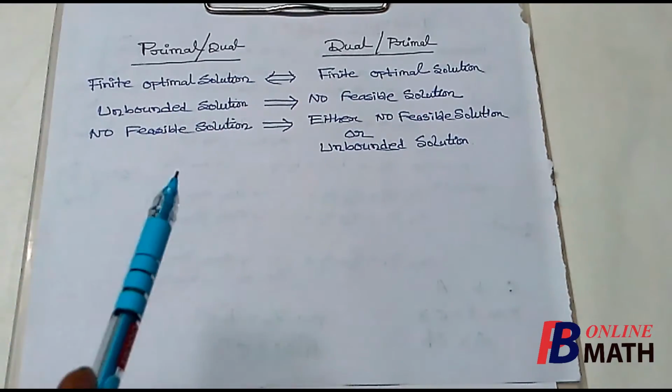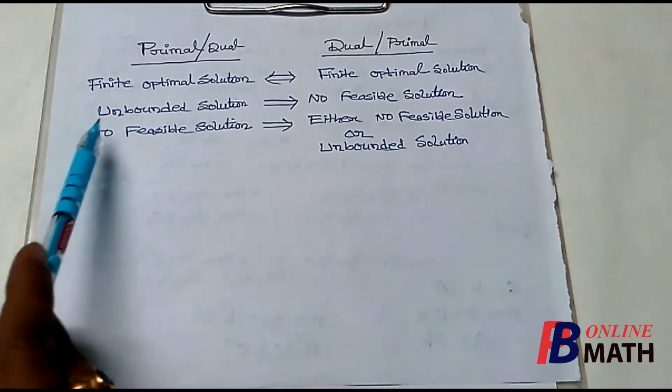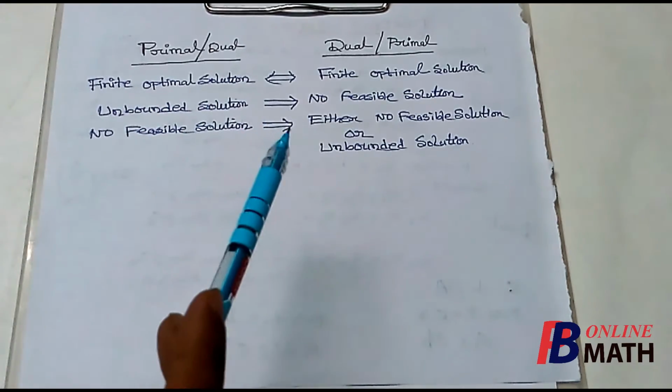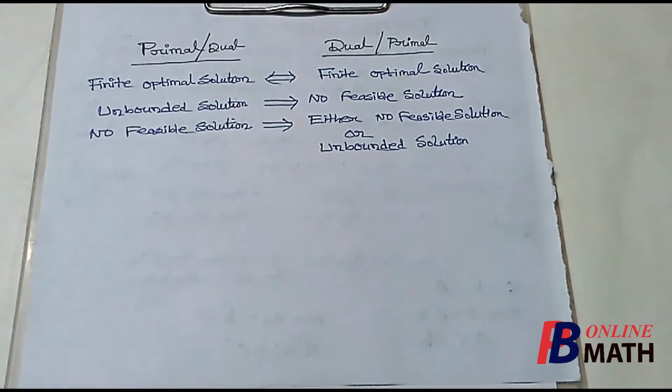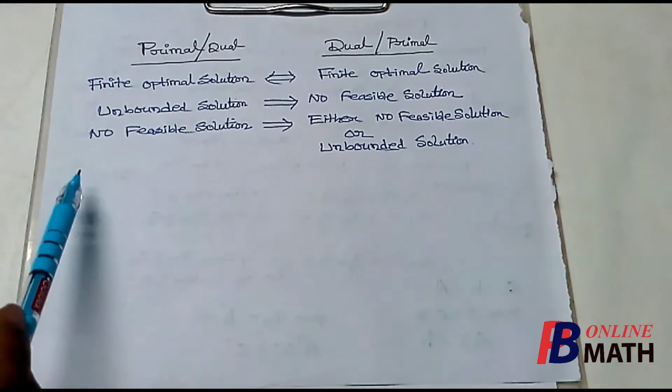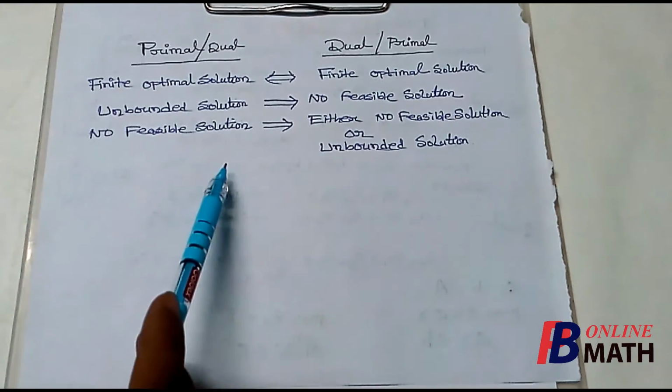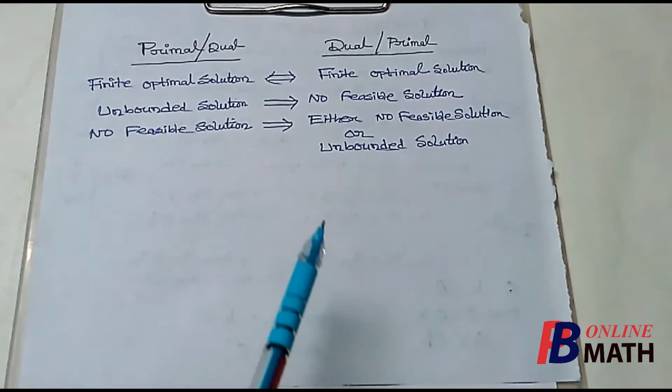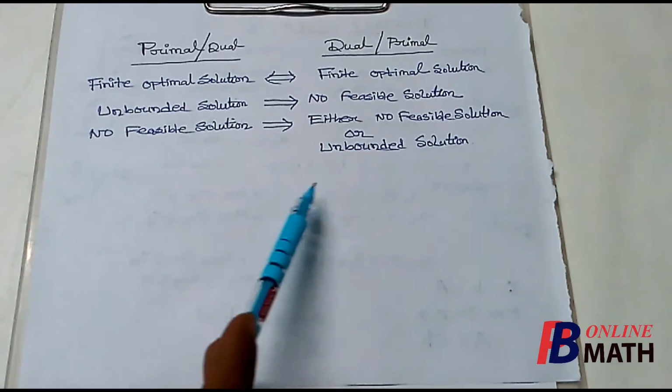The second deduction is, if one problem has an unbounded solution, then the other must have no feasible solution. So we find that if the dual problem has an unbounded solution, then the primal problem will have no feasible solution. Or conversely, if we find that the primal problem has an unbounded solution, then the dual problem must have no feasible solution. And the third point is, if the primal or the dual problem has no feasible solution, then the other problem must have either no feasible solution or an unbounded solution.